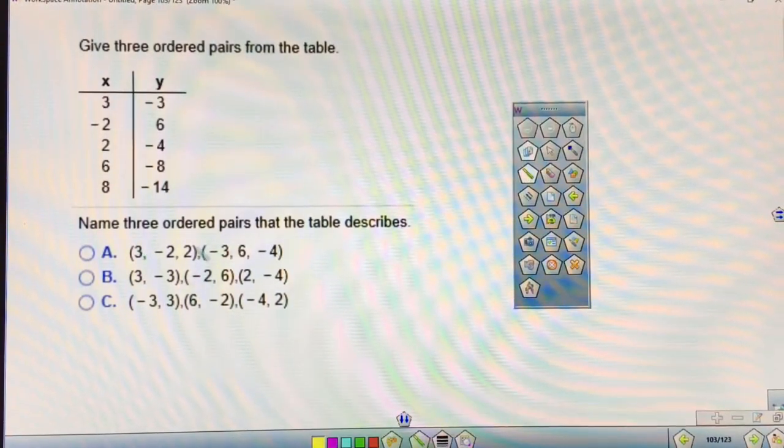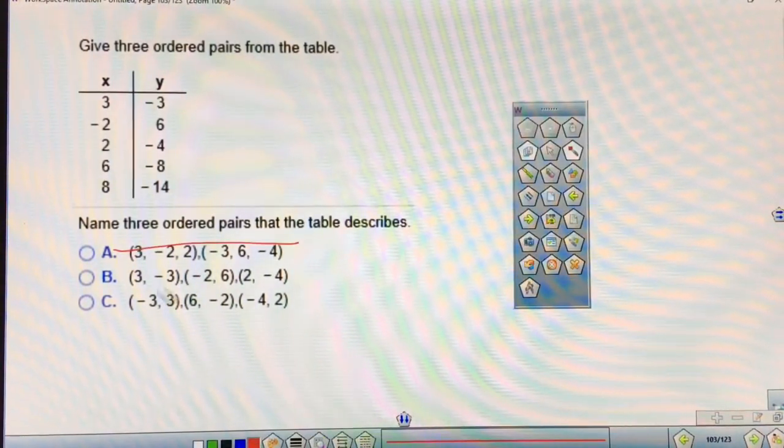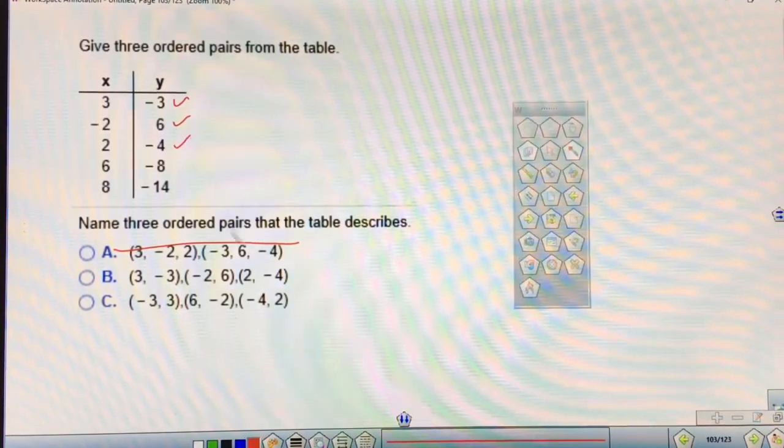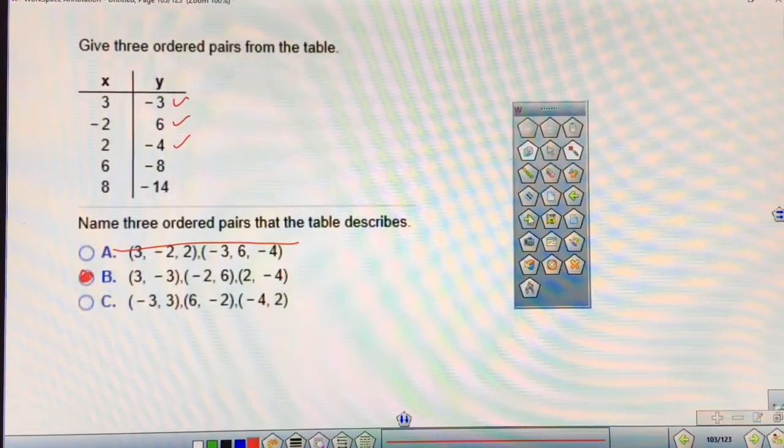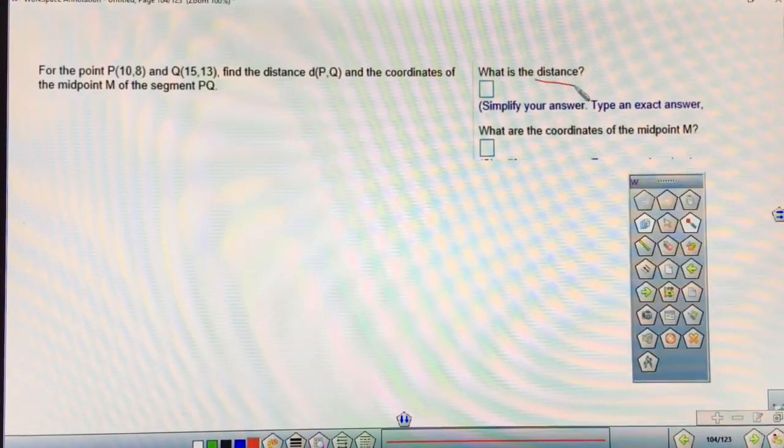Find three ordered pairs. These are triple pairs, so it can't be A. Let's see if 3, -3 is there. 3, -3 is there. That checks. -2, 6, that is there. It checks. 2, -4, that is there. It checks. It's most likely going to be B. -3, 3 is not there. That's actually the inverse of it. So it's choice B.